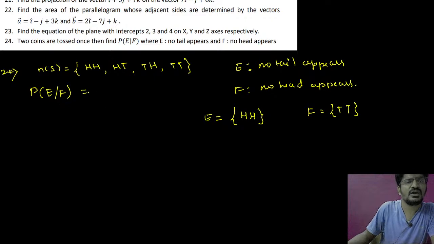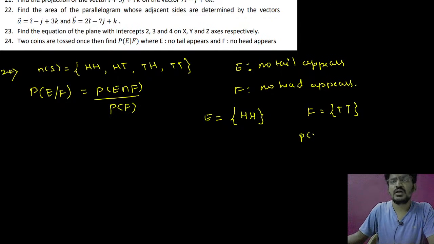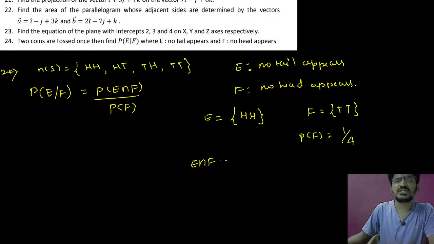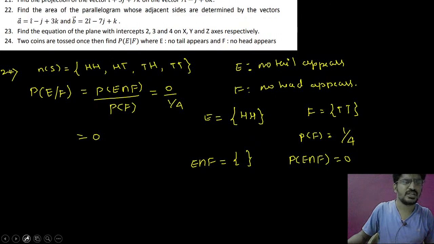What is P? Probability of E such that F is given, P of E intersection F divided by P of F. So here P of F is 1 by 4. If you see E intersection F, here E intersection F is the empty set. So the probability of E intersection F is 0. Okay. So now you can just see 0 by 1 by 4 is nothing but 0. This was also asked in the previous question paper, that is 2019.